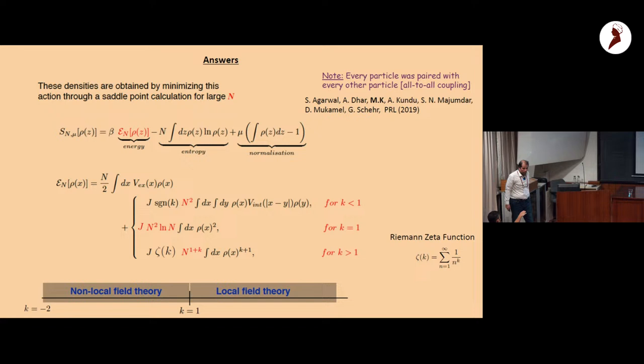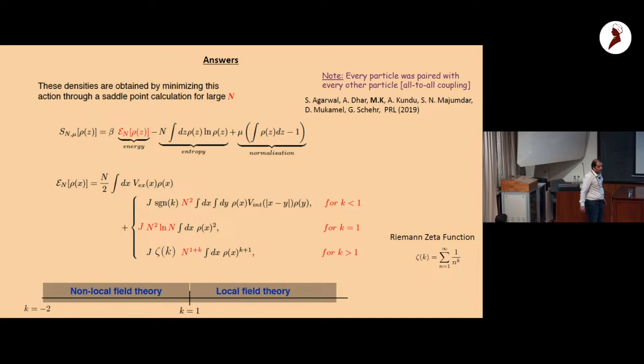Only for harmonic. Only for harmonic, yeah. So for every polynomial, there is equally. Yeah. So that's an important thing. Okay. So the whole thing is going to be for a harmonic trap. So the effective theory is local here and non-local here.